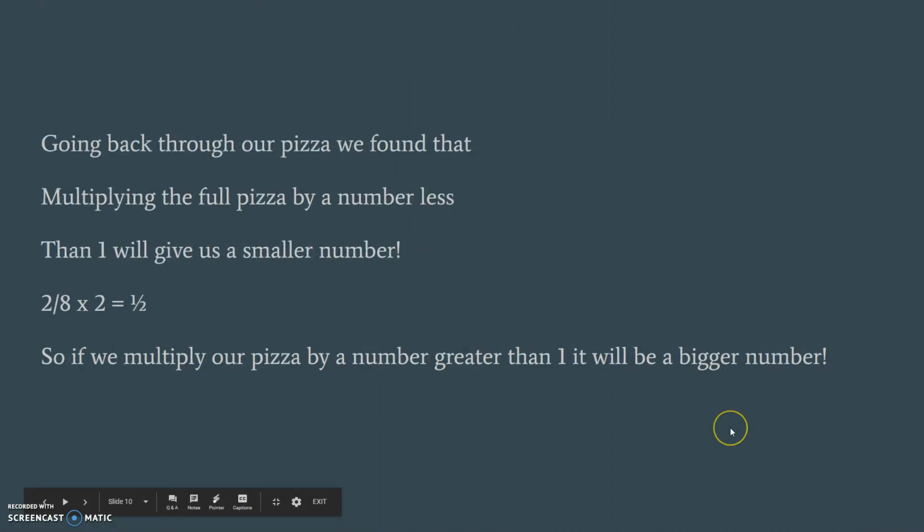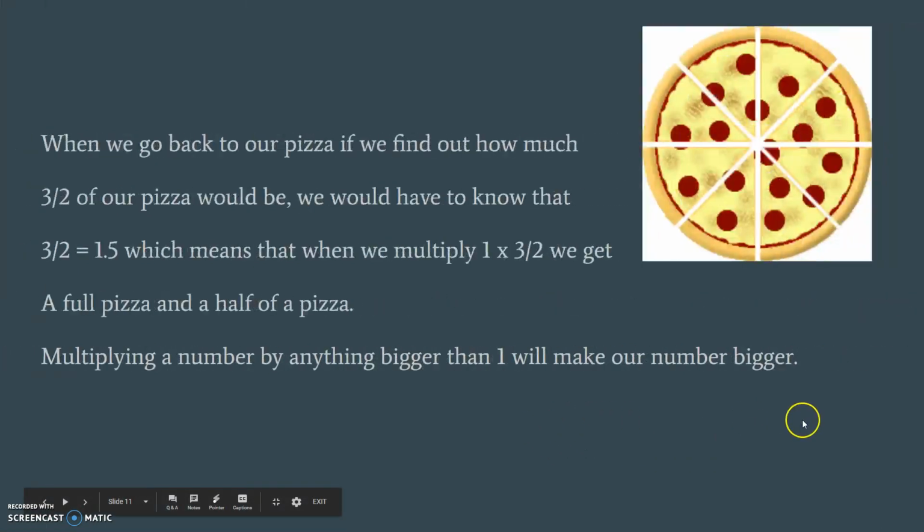So going back, we found that our pizza is actually less when we take 2/8 of it out. So 2/8 times 2 is 1 half. If we multiply our pizza by a number greater than 1, it will actually be a bigger number. When we go back to our pizza, if we find out how much 3 halves of our pizza would be, we know that 3 halves is 1.5, which means that when we multiply 1 by 3 halves, we get a full pizza and a half a pizza. So we can find that multiplying a number by anything bigger than 1 will make our number bigger.